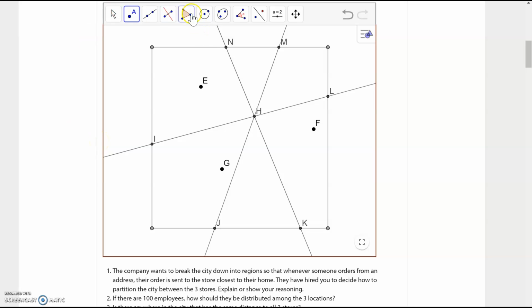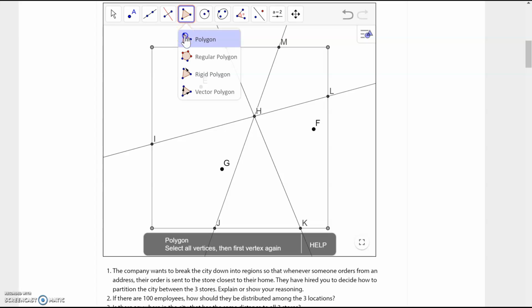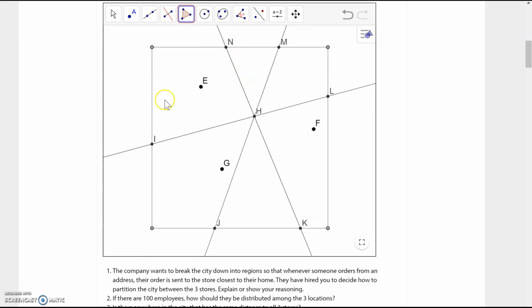So now I'm going to use the polygon tool, and I'm going to shade in the area where store E should cover. So I'm going to start far away from the other 2 points, and I'm just going to start drawing a polygon. And as I go, I need to think, okay, now I'm at this point. Should I go up here to N, or should I go over here to M?